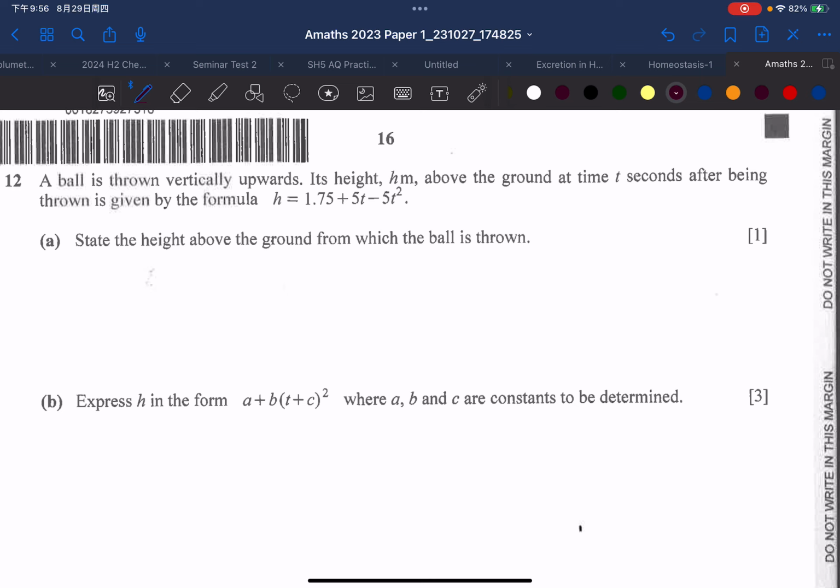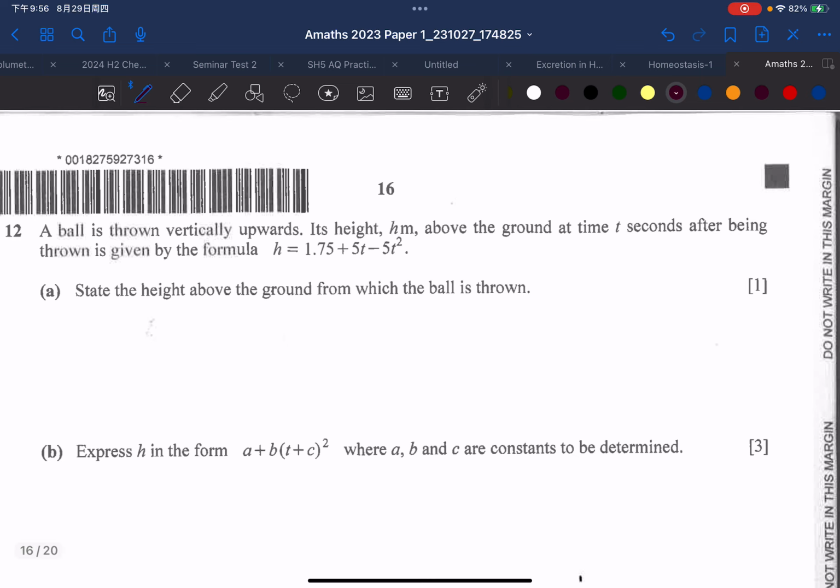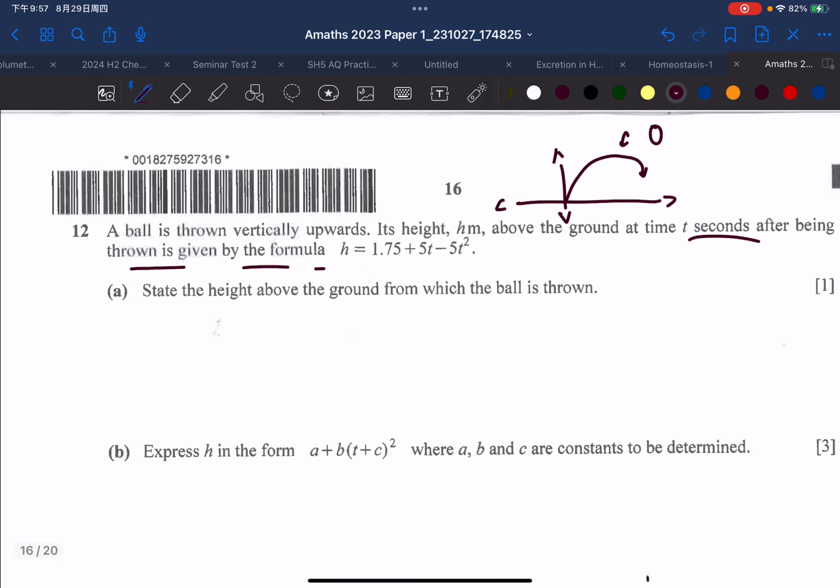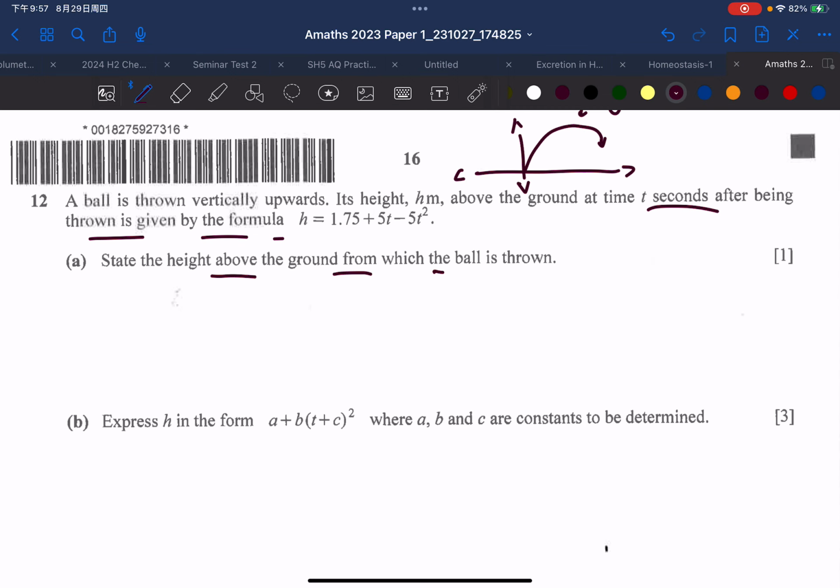So they tell you that the ball is thrown vertically upwards above the ground, and at time t seconds after being thrown, the height is given by the formula of this. So very simple, okay? They are just testing you on this. This is the projectile motion of the ball. Okay? So state the height above the ground from which the ball is being thrown. Very simple. They are actually asking you t equals to 0.